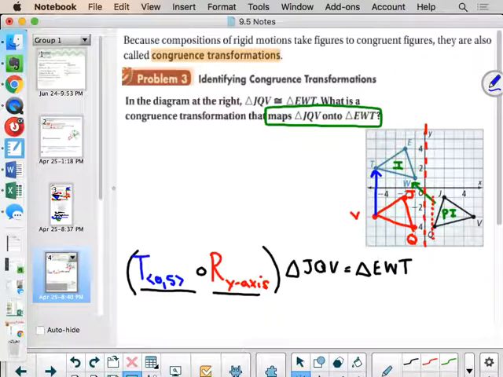Questions on our notation? All right, I have a follow-up question for you. What type of isometry is this?